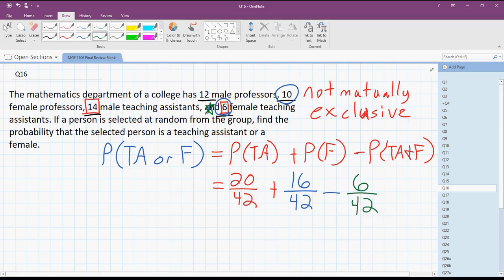And again, I'm just going to go to my calculator. I'm going to put these 3 fractions in and let it do the work for me. I'll put 20 out of 42 plus 16 out of 42 minus 6 out of 42. And it's going to kick out an answer of what? 5 over 7.